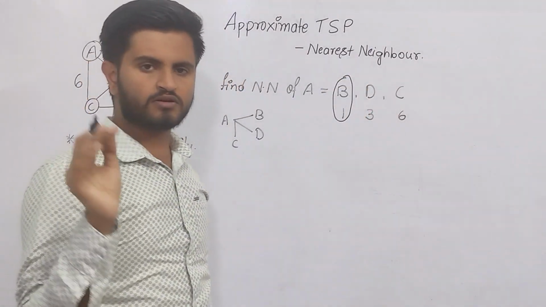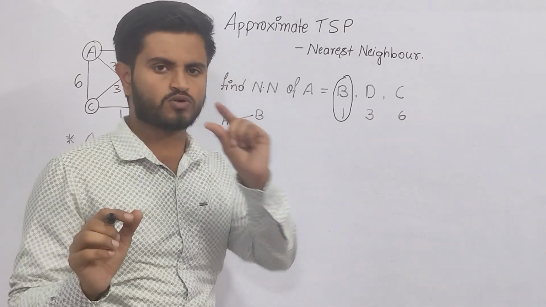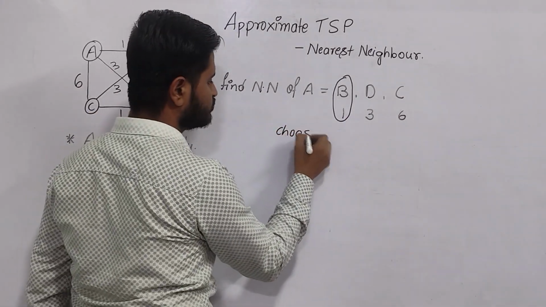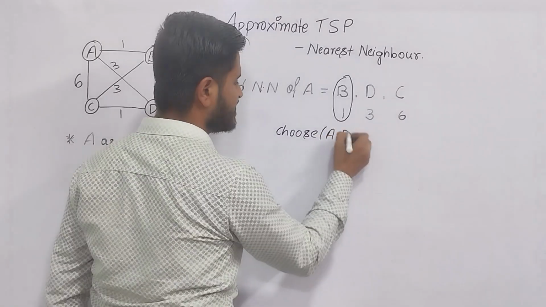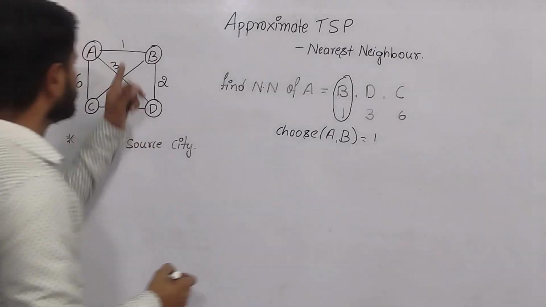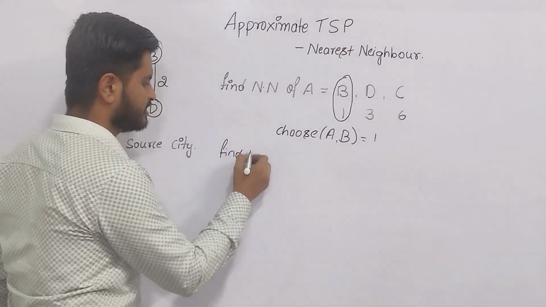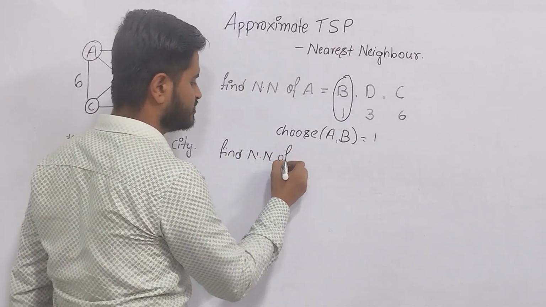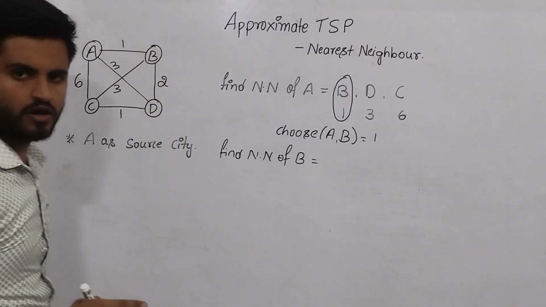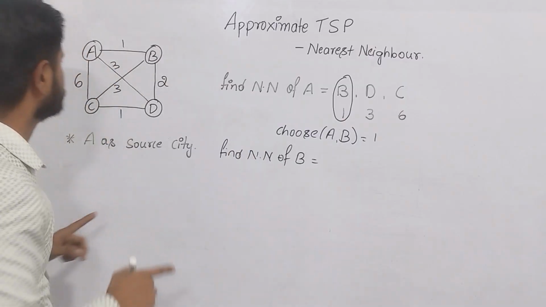Our aim was to find the least cost path. So I will choose the path from A to B, A comma B, with the least cost of 1. Now I am arriving at the B city. Now find the nearest neighbor of B. From B you don't want to go back to A, because only once all the cities are completed can you go to the source city.